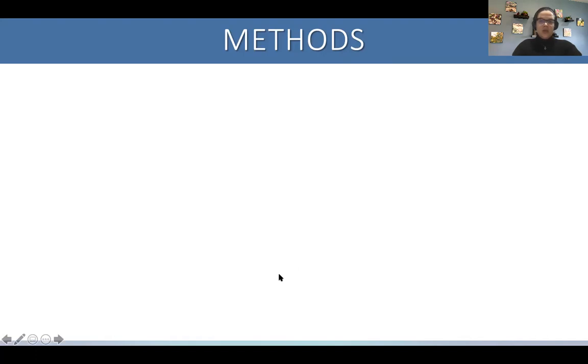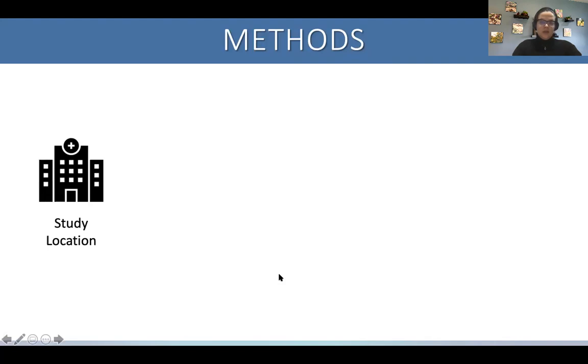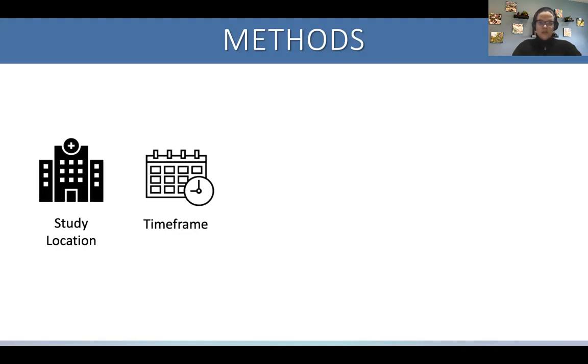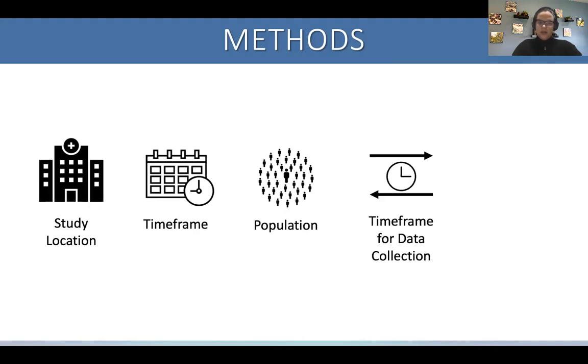Then you want to describe what methods you're going to use to perform your study. In general, when you write about the methods in your research protocol, you should include the study location, where the study is going to occur, how long the study is going to occur, so the time frame, what population you're planning on studying, the time frame for data collection, so not just when the study starts and when you're going to analyze the data, but when you're actually going to collect the data itself, and what your data analysis plan is.